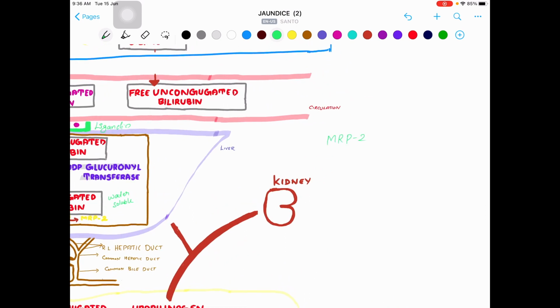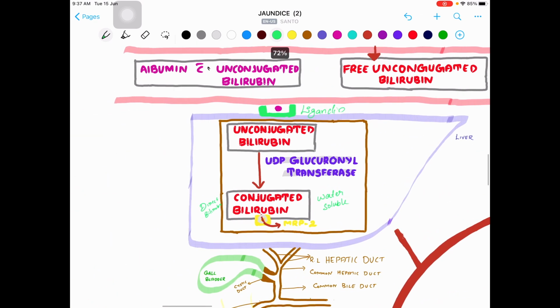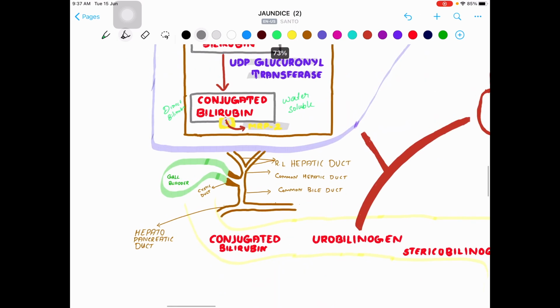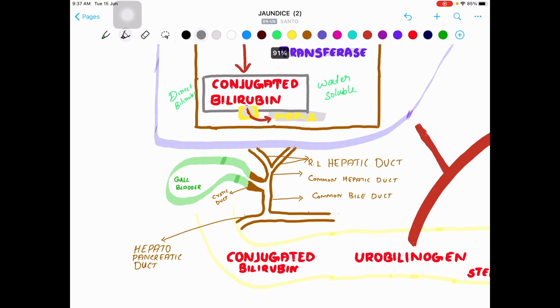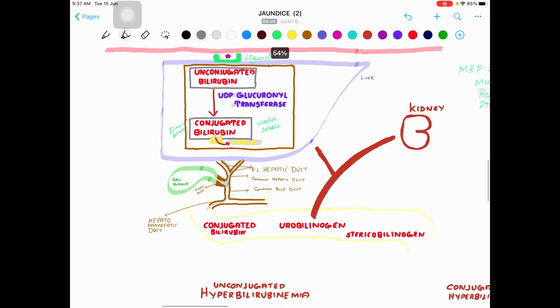What is MRP2? Multidrug resistant protein. So this MRP2 is actually transporting the conjugated bilirubin to the biliary canaliculi. Now the conjugated bilirubin reaches the biliary canaliculi. Then it is transported by hepatic ducts and finally it will reach the intestine.